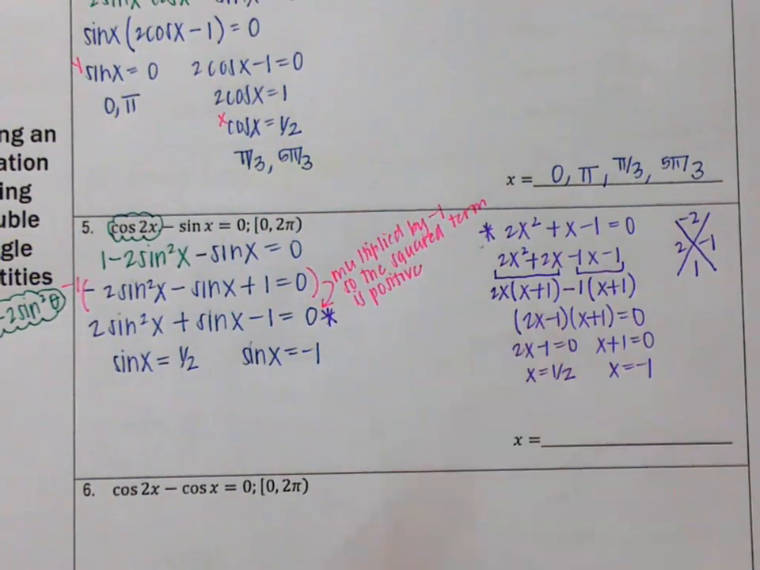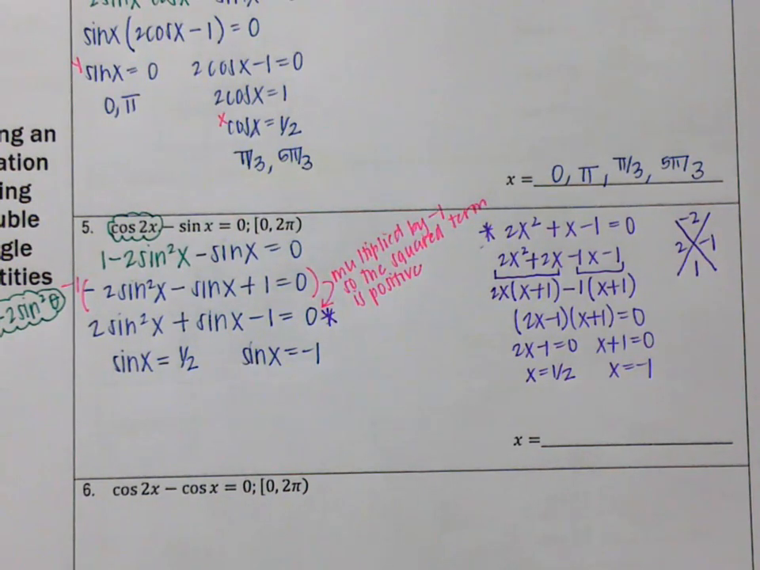Could you also just do 2 sine x minus 1 and then sine x plus 1, and set both of those and solve? Totally. Did I do that before? Yes. Do I think this is maybe easier for you guys to think about? Maybe. So do whatever makes sense.